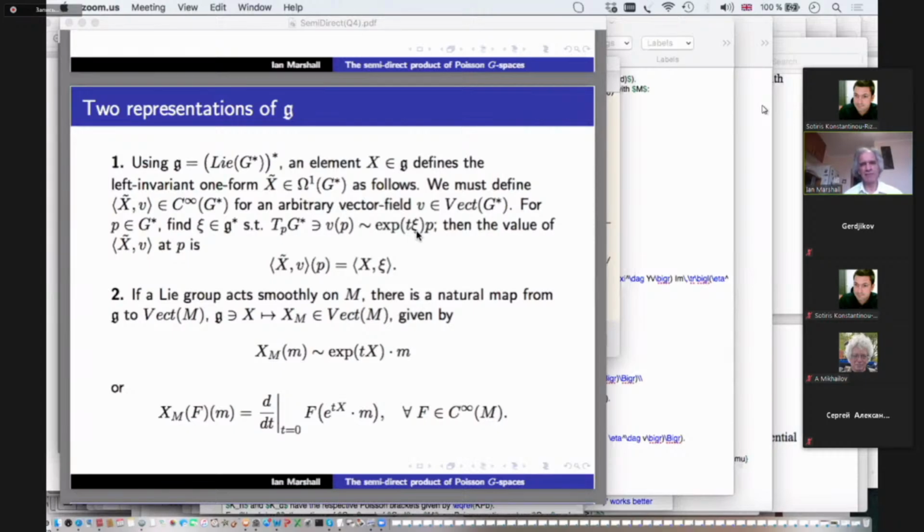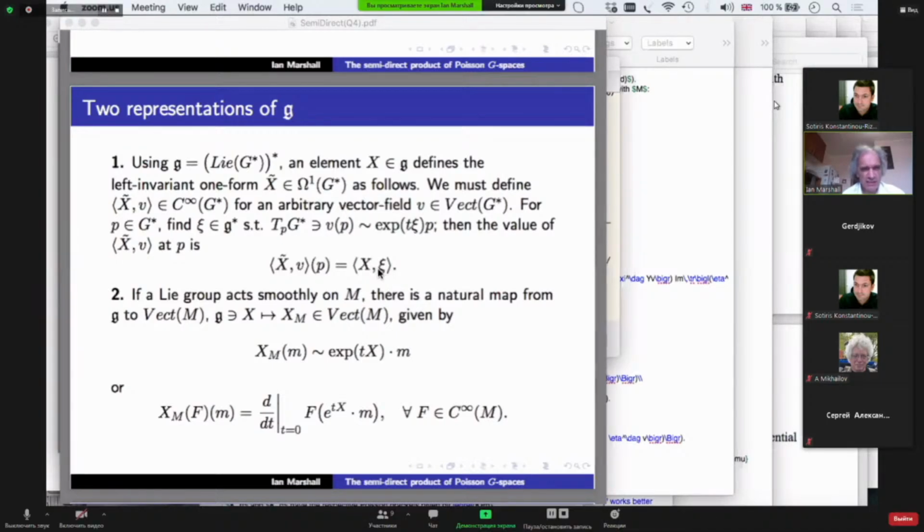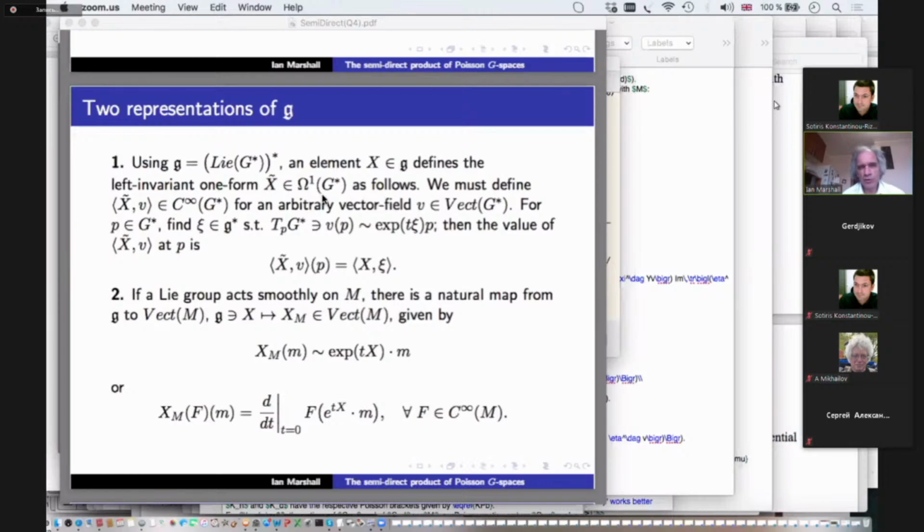That is pulled out for you a ξ, which corresponds to the value of v at P. And now the value of x̃, v at P, the value of this function at P, is just the pairing of x with ξ. So that is the way to get a one-form, a left-invariant one-form on G*, starting with an element of the Lie algebra.